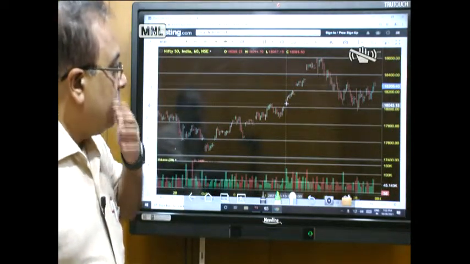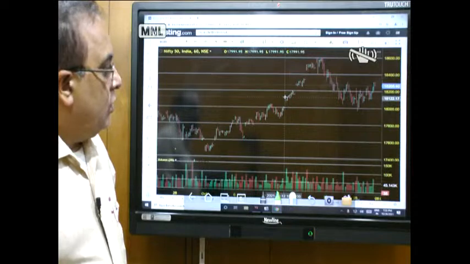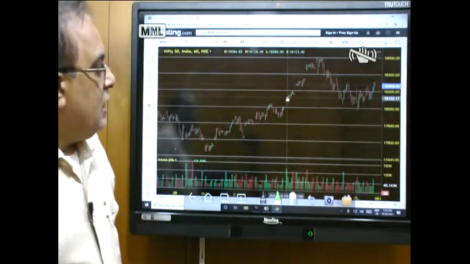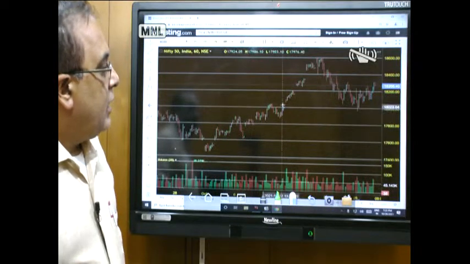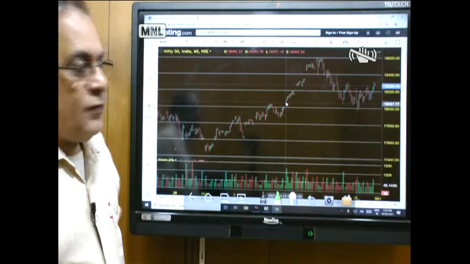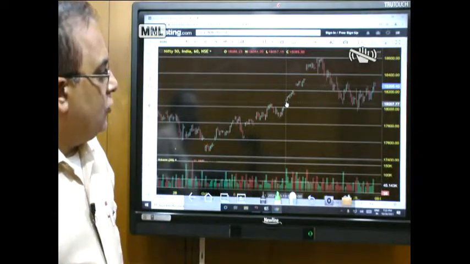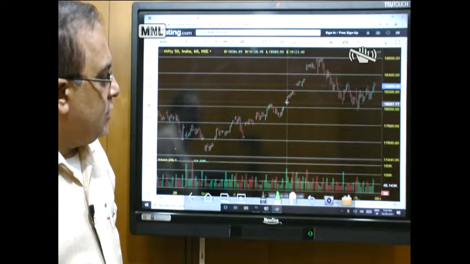Now this is on the 13th. Now look at this day also. It also again started to rally above the high of that particular hour. That is the first hour or so. Or probably this could be the first hour. I think the completion here is this hour.